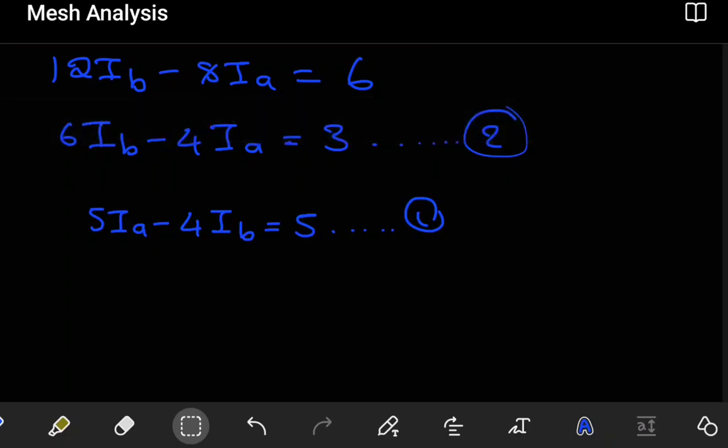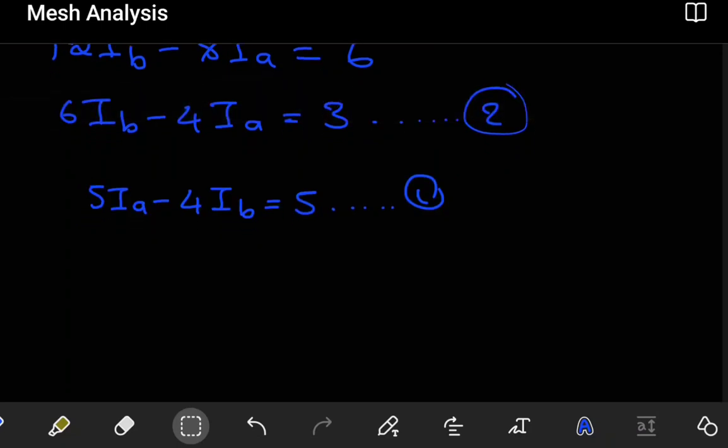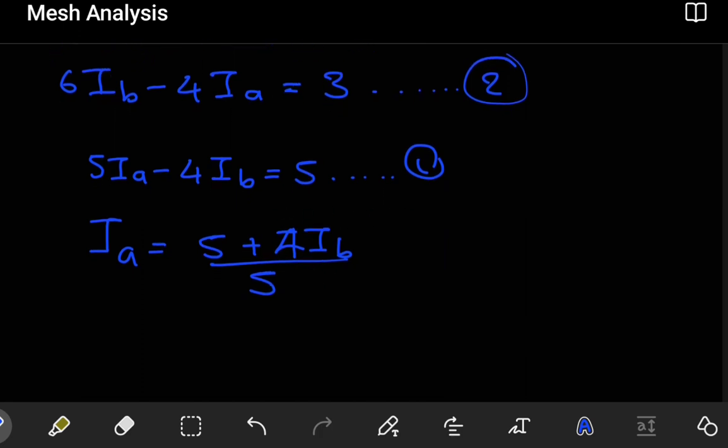But here, of course, when they are simple, just use substitution. So I can pick equation 1 and make IA the subject. I will have IA equals 5 plus 4 IB over 5, if I make IA the subject of the formula. Then once I have made IA the subject from equation 1, I can substitute into equation 2.